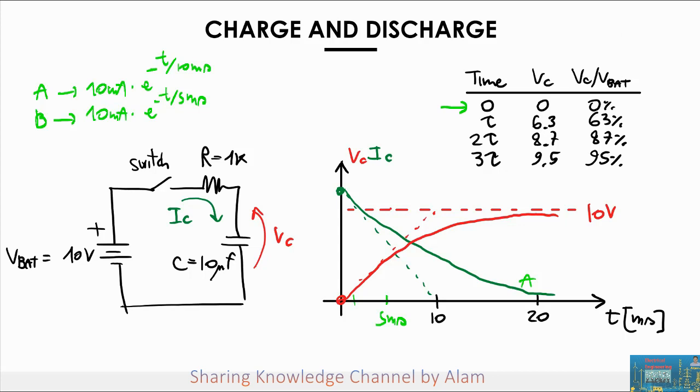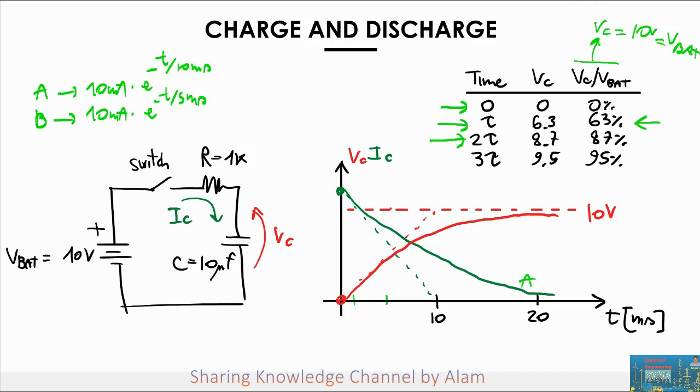So we have 0% of Vc over V bar, knowing that the final value for Vc will be 10 volts, which is V bar. So initially we are at 0%. After one time constant, so that means at 10 milliseconds, we are at 63%. One time constant is a very important time, because after one time constant, yes, we're still a long way from being exactly equal to the final value, but we are already 63% there.